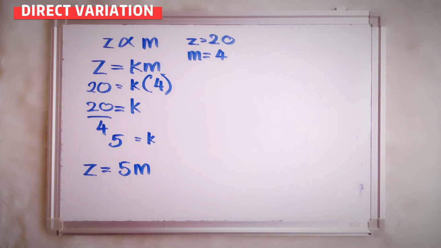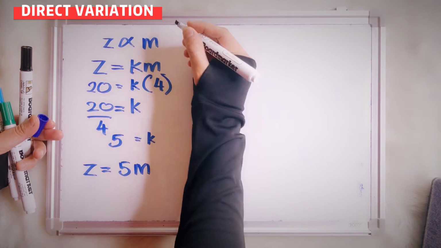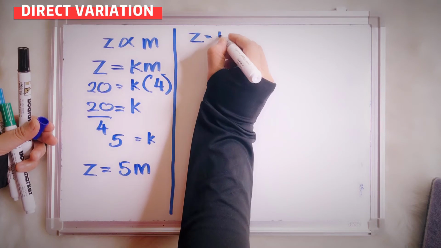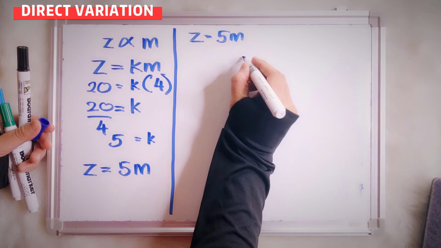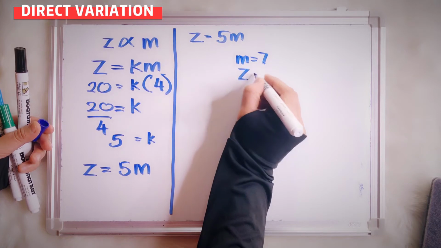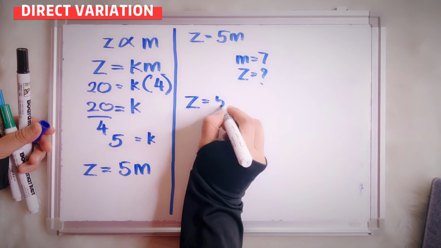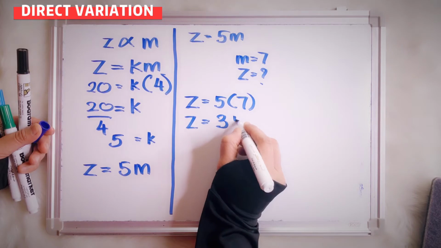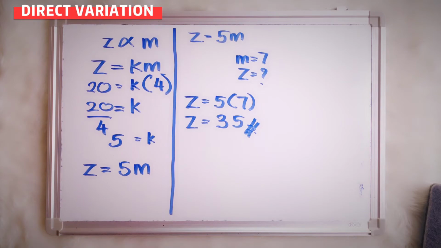Alright, okay, now, okay, let's say same equation, yeah. So z equals 5m. Alright, so okay, now you have m equals 7 and you have to find what is the value for z. So now z equals 5 times 7, correct? So your z now is 35. Okay, easy, right? Variation.